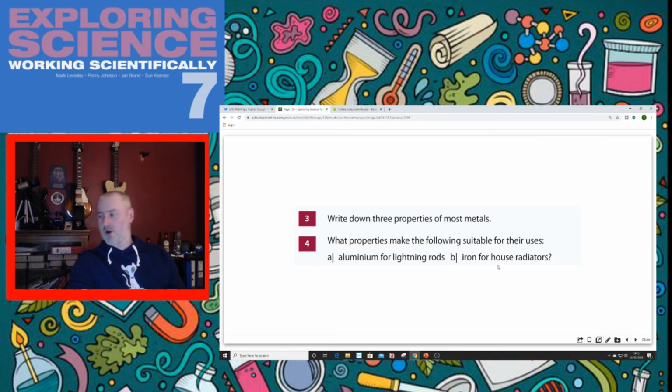But it must also be strong. Radiators live bolted to your walls for a very long time. They get lots of knocks and bumps, especially if you've got kids. They get banged into all the time. They've got to be strong. So iron would also be an excellent choice for that reason. It's a strong metal.